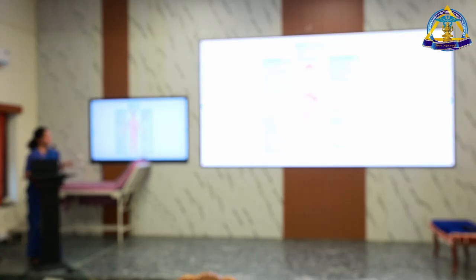Then for decompensated cirrhosis, you can identify the features of hepatic encephalopathy. Then ascites, you can see the dilated veins in the abdomen, they are called caput medusae, and pedal edema.